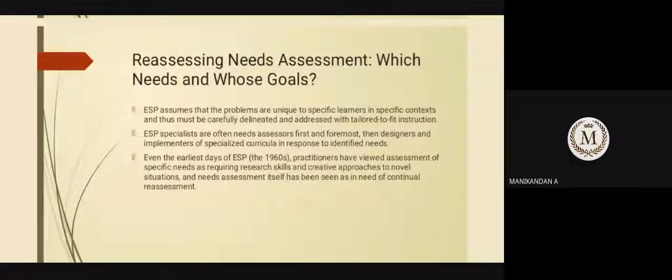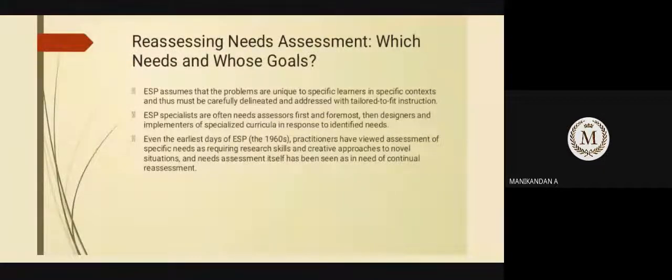and creative approaches to novel situations, and needs assessment itself has been seen as in need of continual reassessment.